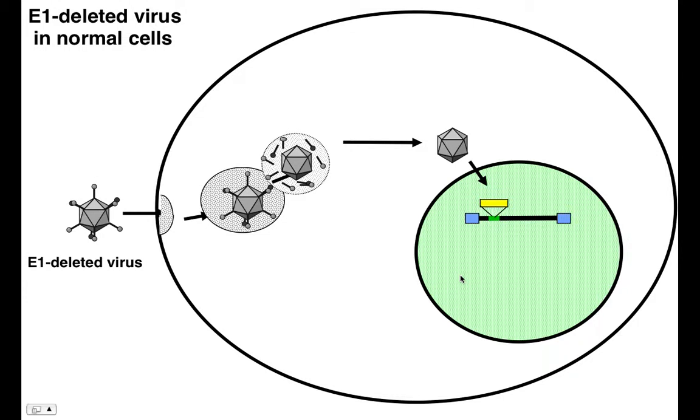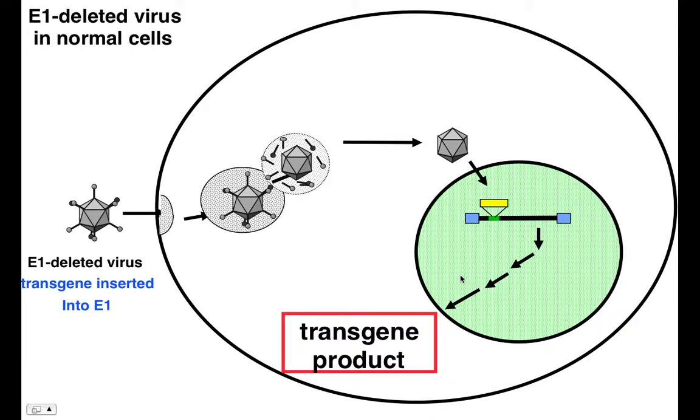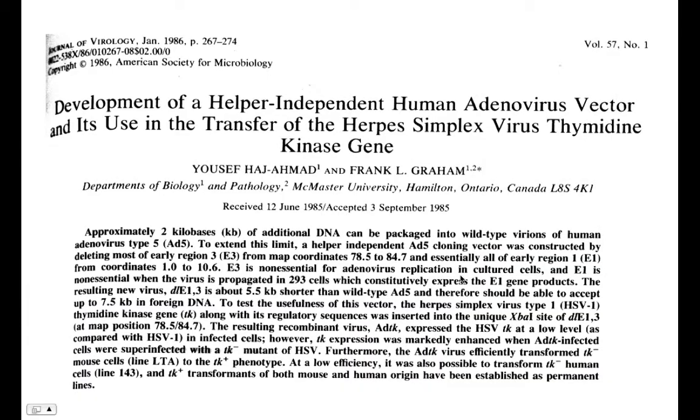But in a normal cell, you'll see expression of the transgene product because it's under a CMV promoter and not part of the adenovirus life cycle. Even without E1, it still gets expressed. So thymidine kinase is a very common gene for cancer gene therapies. Basically, it causes apoptosis.